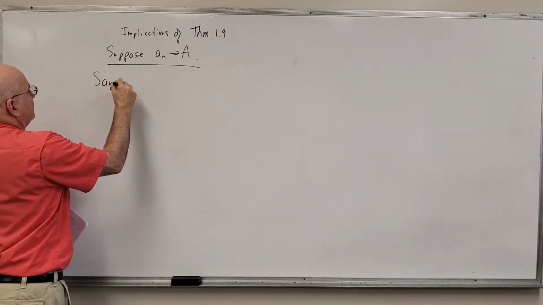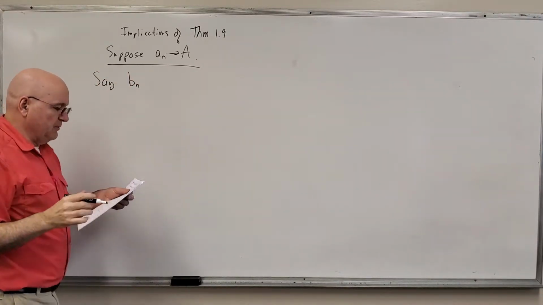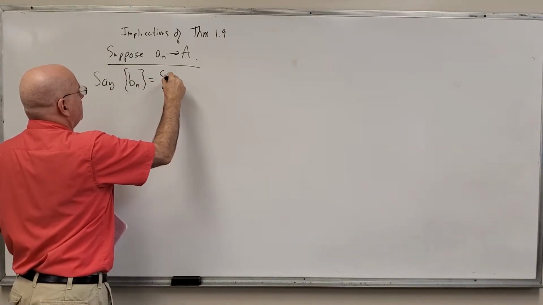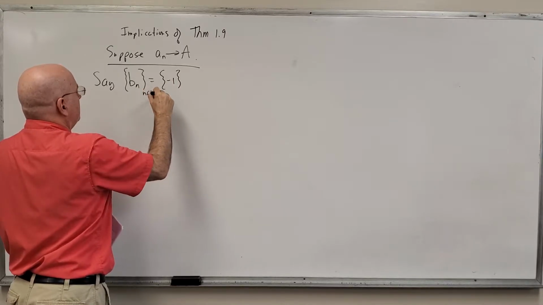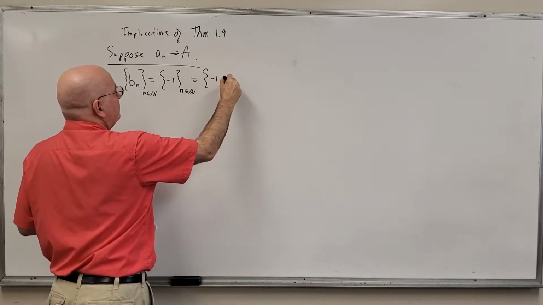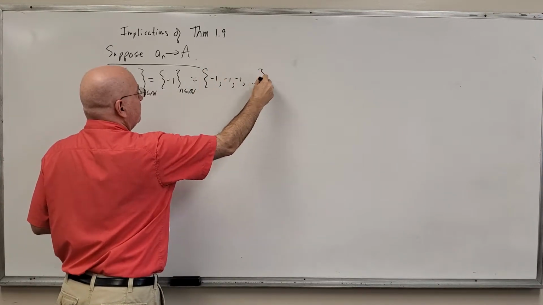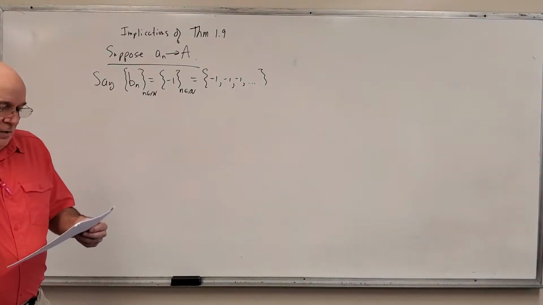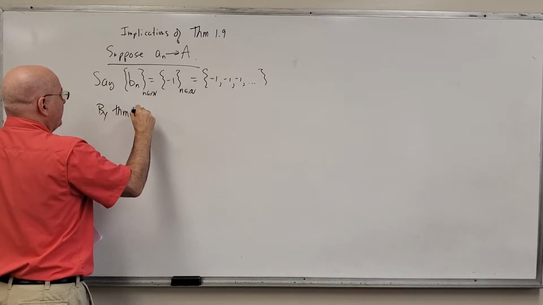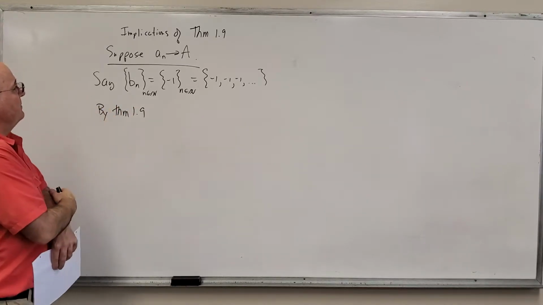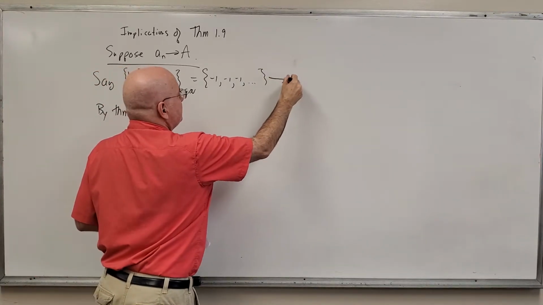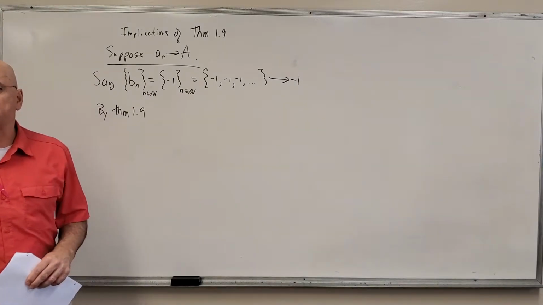Let's say that the sequence bn is equal to -1, the constant sequence -1. Which I could just write out -1, -1, -1, ... Well, by theorem 1.9, what do we know? Well, we know that the sequence bn converges to -1 because it's the constant sequence -1.